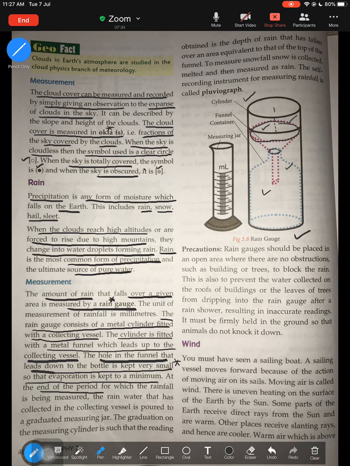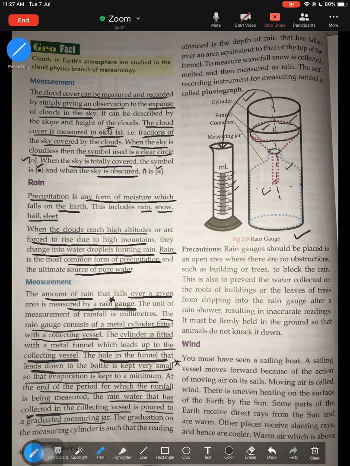At the end of the period for which the rainfall is being measured, the rainwater that has collected in the collecting vessel is poured into a graduated measuring jar. So after the rainfall gets collected here, after some time, finally, they pour all the rainfall into this measuring jar, which is graduated. This word, graduated, means marked. Do you see the markings 50, 40, 30? So that is why it is known as graduated, meaning it's marked.